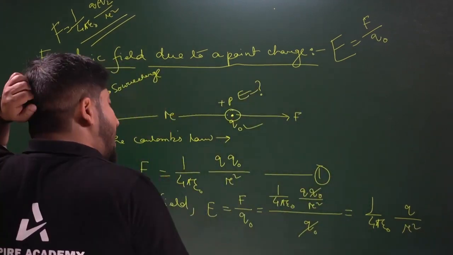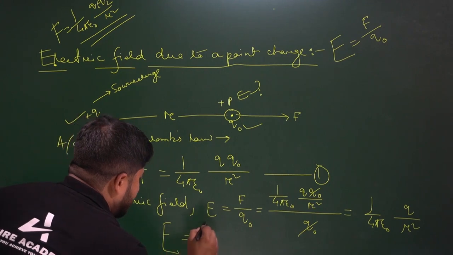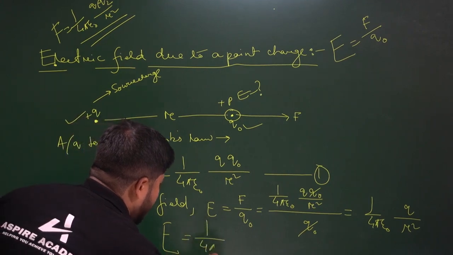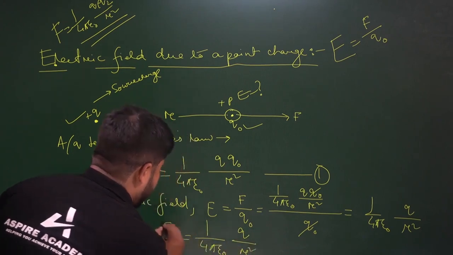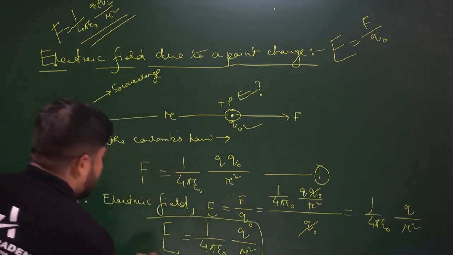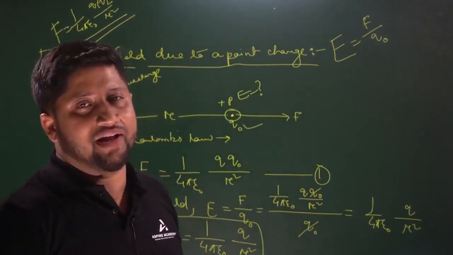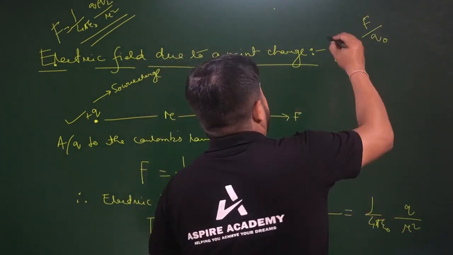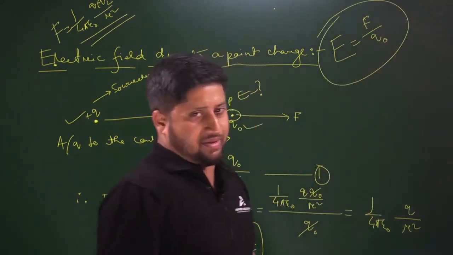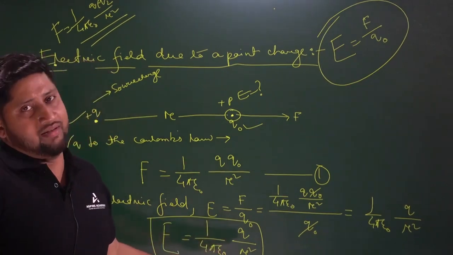So now we are getting that the electric field formula is equal to 1 by 4 pi epsilon naught q by r square. So this is another formula for the electric field of a point charge. This is very, very important. This is the main formula where we can use the electric field.